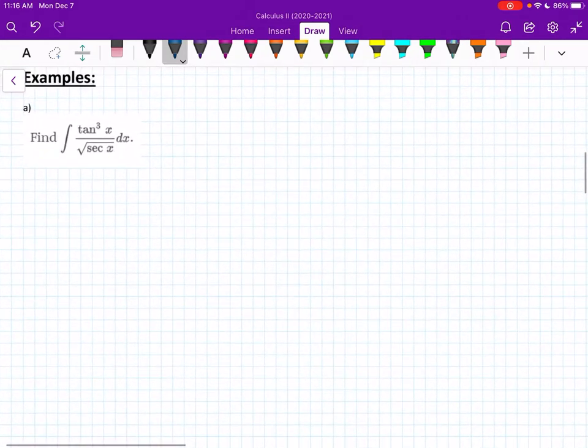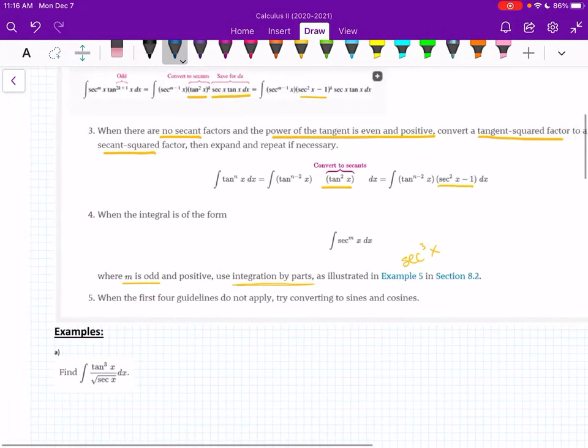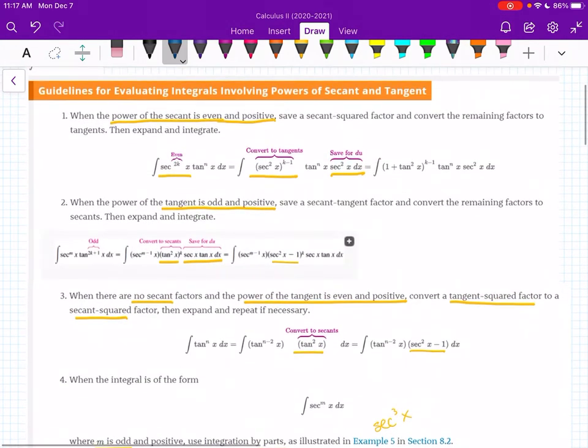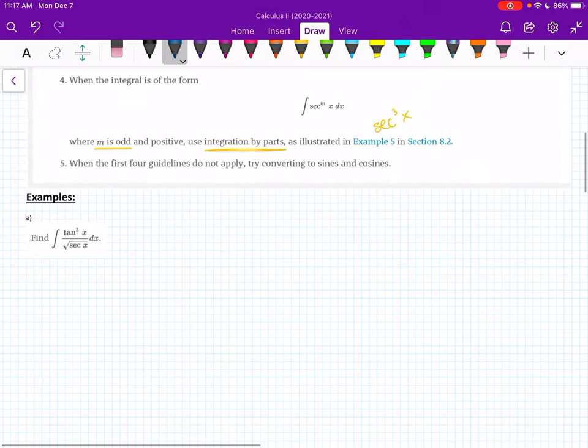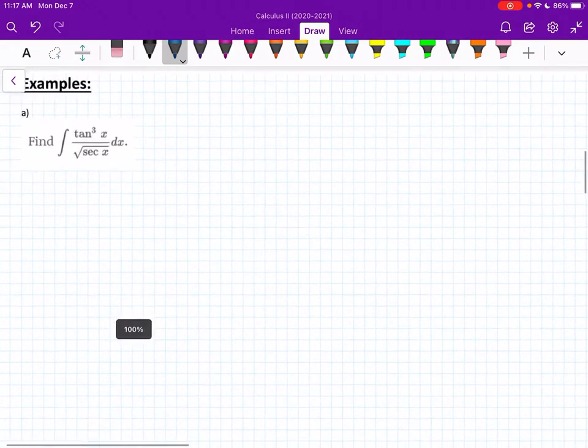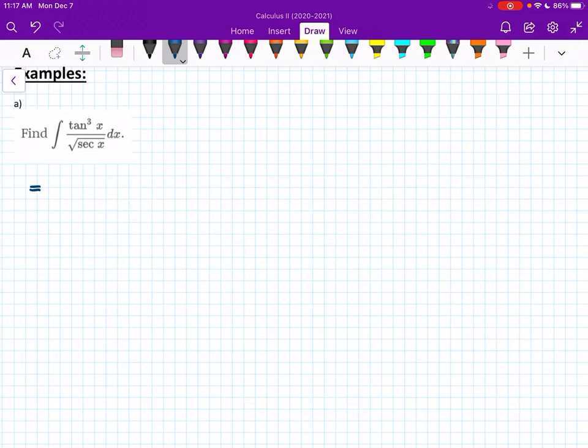Our first example is to evaluate the integral of tangent cubed x divided by the square root of secant x. Here I'm going to look and say tangent is odd and positive, so I am in case number 2. I'm going to rewrite the square root of secant as secant x to the negative 1/2, and split that tangent cubed into a tangent squared and a tangent.